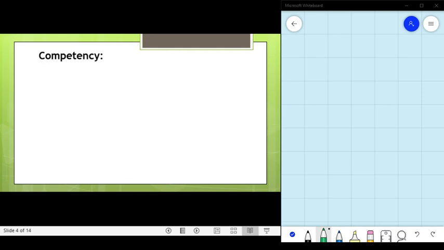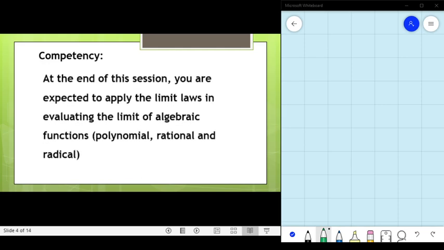The competency at the end of this session: you are expected to apply the limit laws in evaluating the limit of algebraic functions: polynomial, rational, and radical.